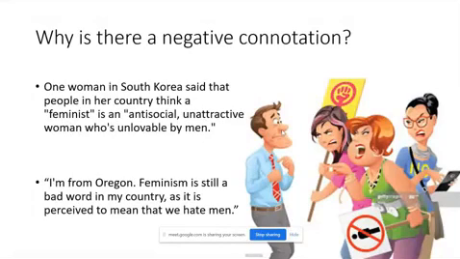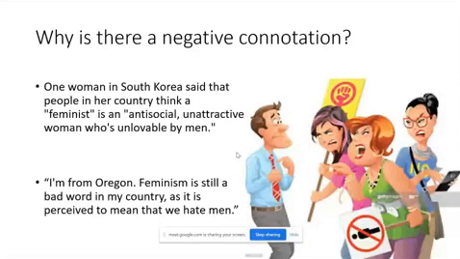So, in fact, I have some interesting quotes, which I was looking up how feminism resonates today, and I came across these very interesting quotes and excerpts on the net from articles. There's a woman in South Korea who says that people in her country think there's a certain idea, a certain notion about a feminist who is someone who is antisocial. She is a man-hating person. She's an unattractive woman, and she's totally unlovable by men.